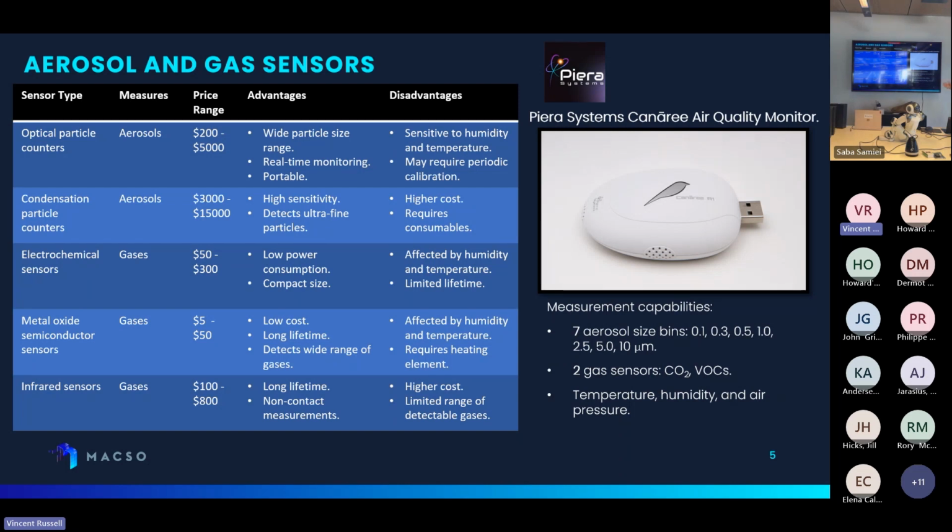For example, Pera Systems is one of our partner companies, based in Toronto, Canada. They develop Canary air quality monitors. This is one of their devices, which has integrated an aerosol sensor to detect particles. It counts particles in 7 different particle size bins, as well as 2 gas sensors, carbon dioxide and volatile organic compounds, along with temperature, humidity, and air pressure.